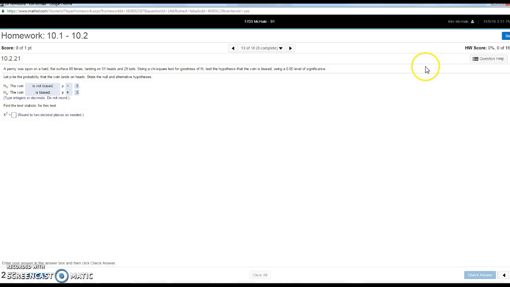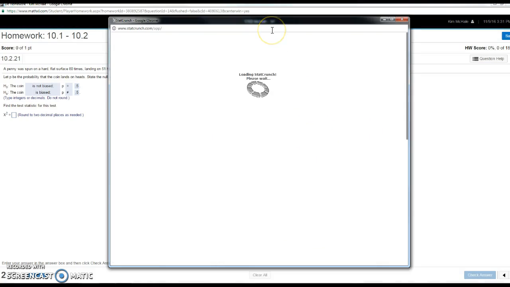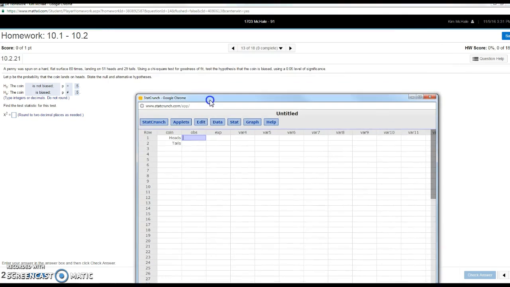When I do my chi-square test, I'm going to open up StatCrunch. I'm going to need to put in observed. Let's put coin, observed, and expected. So my coin, I had heads and I had tails. These are my outcomes. And I note that they're the correct kind of variable. They're categorical variables, so I can use this test. What I observe is 51 heads and 29 tails.